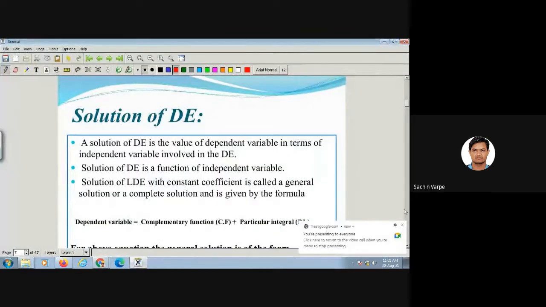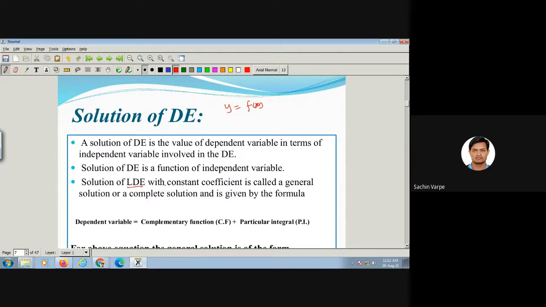Okay, involved in the differential equation. That is what I have just explained: the solution, which is the value of the dependent variable in terms of the independent variable. The solution of a differential equation is a function of the independent variable, that is x, though it is not necessarily x. It depends on the given differential equation. It can be t or any other variable also.